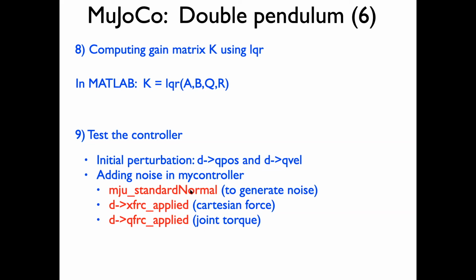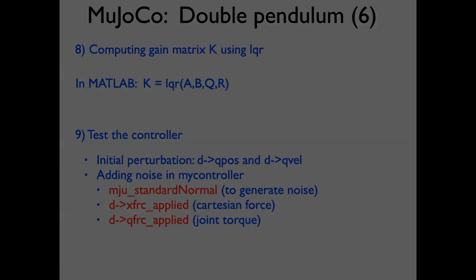We could generate noise using one of the functions in MuJoCo called mju_standard_normal. This generates noise, I think, of standard deviation 1 and mean 0. And then we can apply disturbance in 2 ways. One is XFRC_APPLIED. This basically applies a Cartesian force in the X, Y, Z direction. We'll choose to apply it in the X direction, which is the horizontal direction. Or we can apply a force in the joints, joint 1 and joint 2, by using QFRC_APPLIED. So let's try that.